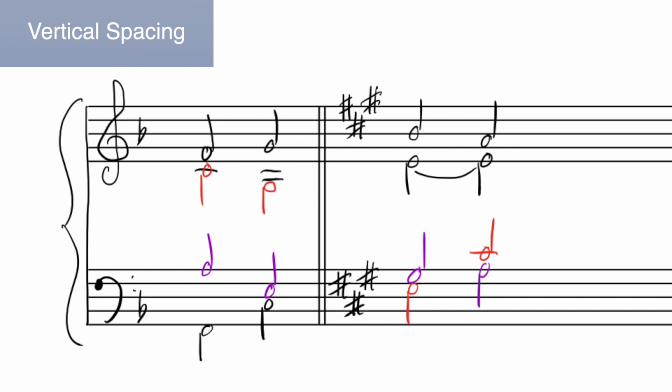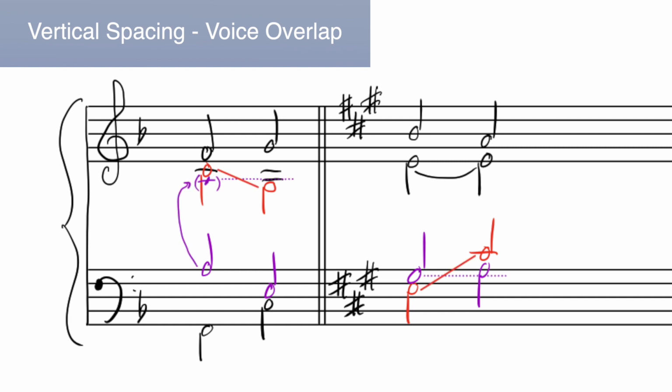A related but sneakier issue to avoid is called voice overlap. This error involves motion between voices from one chord to the next. It happens when an upper voice moves to a note that is below where a lower voice sounded in the chord just before, or vice versa, when a lower voice moves to a note higher than the note an upper voice just left. This is an error even when the voices don't technically cross during either chord. The overlap can still happen from one chord to the next. In our writing, we just need to recognize that each voice can only move to notes that are at or below the previous pitch of the voice above, and at or above the previous pitch of the voice below.